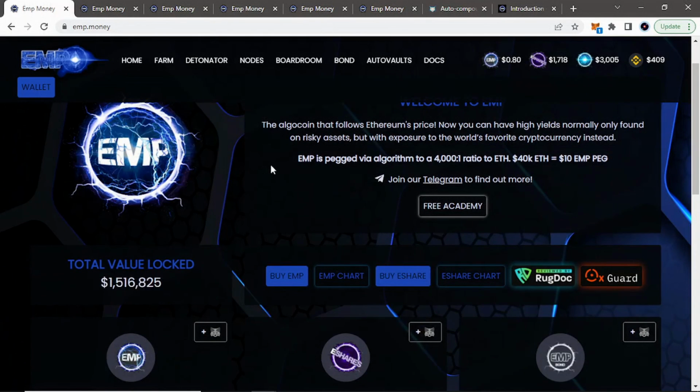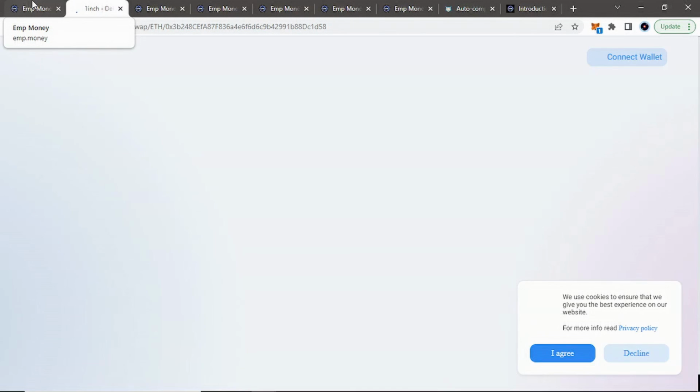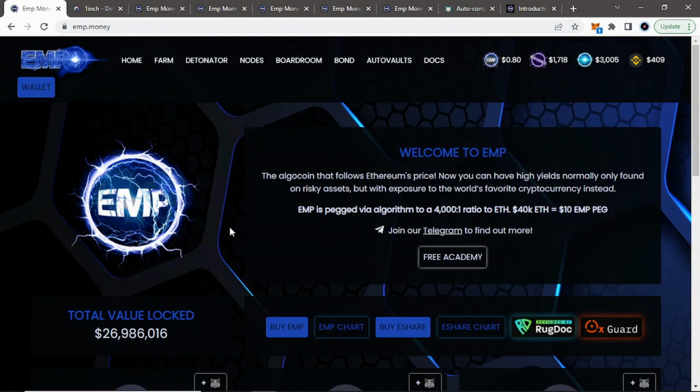And again, this is on the Binance chain, so you can go to PancakeSwap to get these tokens, or on their main page, if you hit buy EMP or buy eShare, it'll take you to 1inch, which is just a DEX aggregator. So you can just use that to buy their token. But yeah, guys, that is EMP Money, another Tomb fork DeFi project I wanted to go over with you guys.